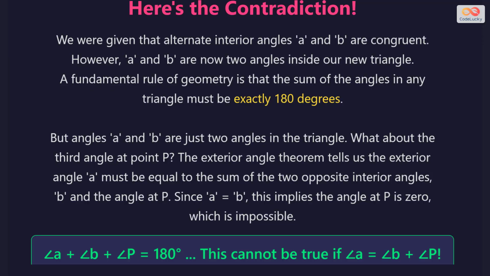In our case, angle A is an exterior angle, and it's opposite to angle B and the angle at point P. We were given that angle A equals angle B. For the exterior angle theorem to hold true, the angle at P must be 0 degrees, which is impossible. A triangle cannot have an angle of 0 degrees.